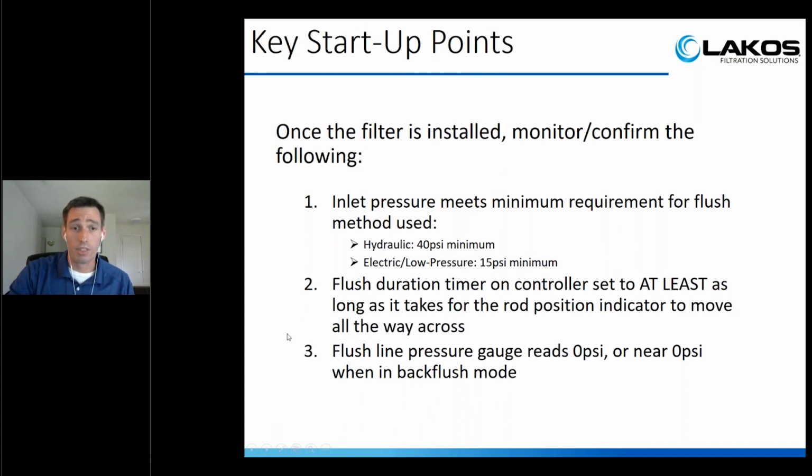And the third most common thing is make sure that the flush line pressure gauge reads 0 psi or near 0, because you want to be flushing to atmosphere. If you have valves and long pipe runs and elbows and you're reading 10, 15 psi on that flush line, you're going to have a difficult time actually cleaning the screen because the differential pressure between the inlet and the flush line just isn't great enough.